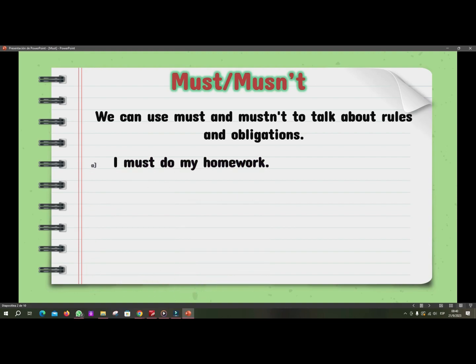I must do my homework. That is my obligation, right? If you're studying, you must do your homework. We must wear our school uniform. If you are at or in the school, right? You must wear the school uniform there, right?